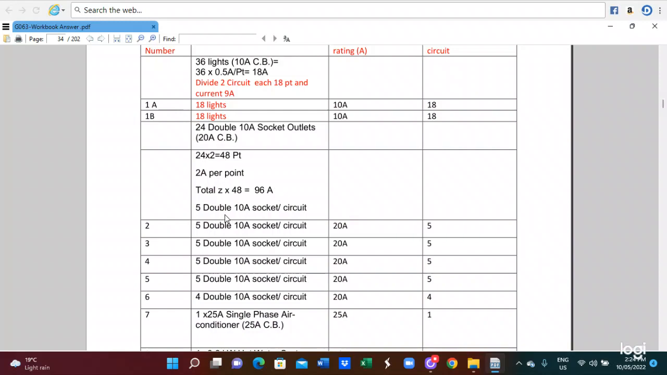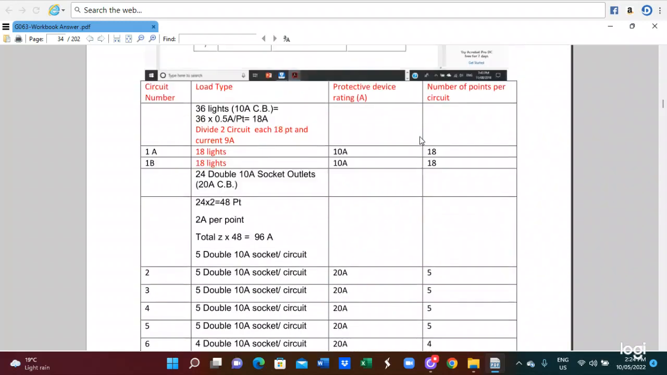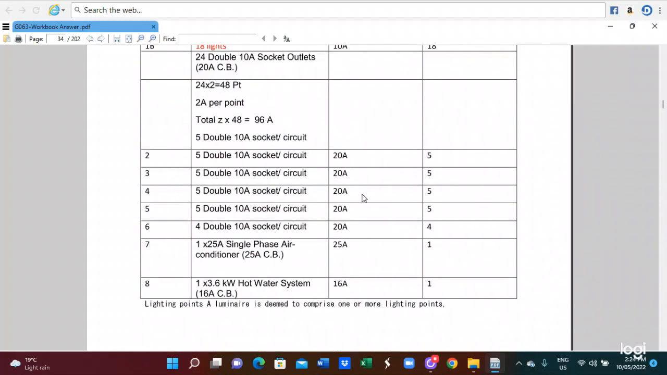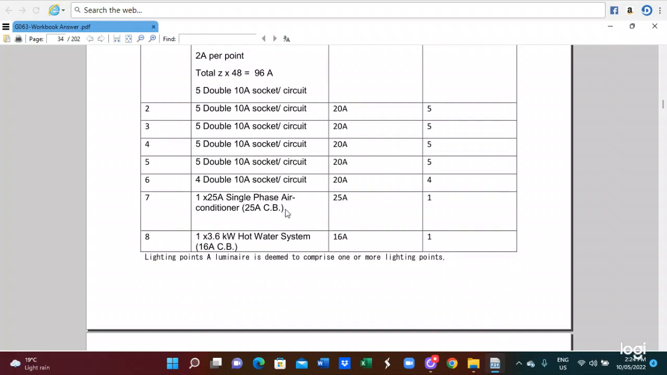So find the number of 10-ampere socket outlets on 20-ampere circuits. In this case, the number of points per circuit is 5. Find the number of 10-ampere socket outlets, 20 ampere, 5. And also the other number of 10-ampere socket outlets, 20 ampere, that's number 4. And 1 number 25-ampere single-phase air conditioner. This is for the 25-ampere circuit breaker, meaning current 25.